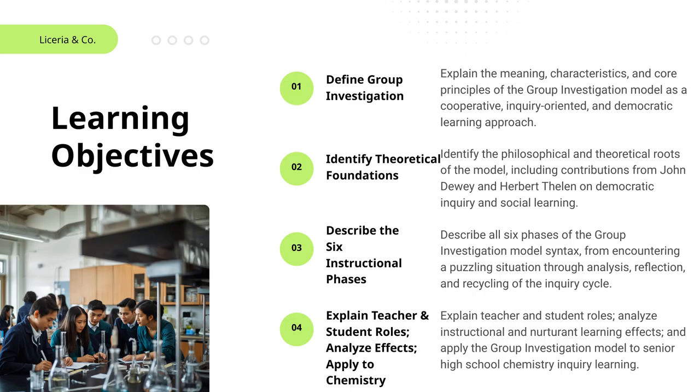First, students define the meaning and principles of group investigation. Second, they identify its theoretical foundations. Third, they describe the 6 instructional phases. Fourth, they explain teacher and student roles, analyze learning effects, and apply the model to senior high school chemistry.